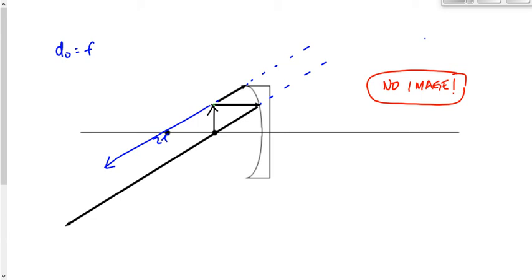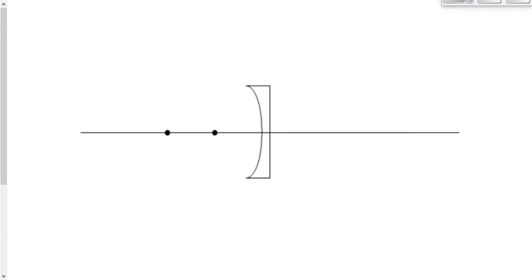So first ray is as it was before, parallel, then down through the focal point. Second ray is up away from the center of curvature, or 2F, and it reflects straight back upon itself. And they don't intersect anywhere, so there is no image. In our last ray diagram, this is when DO is less than the focal length, I should say.